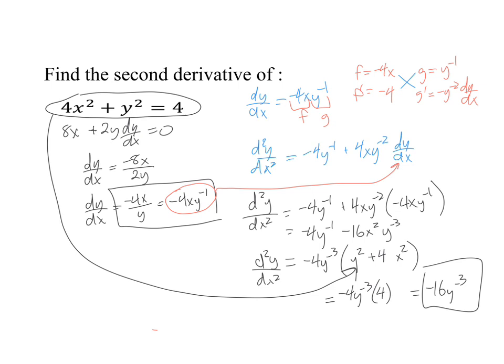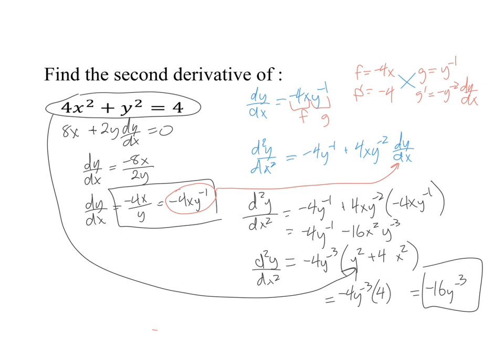So what's weird is with these implicit second derivatives, often we get this substitution thing. We can substitute the dy dx in, and when we do that and simplify our common factors out, often we can substitute the original equation back in as well. So for this one, final answer, negative 16 over y cubed would be our second derivative.